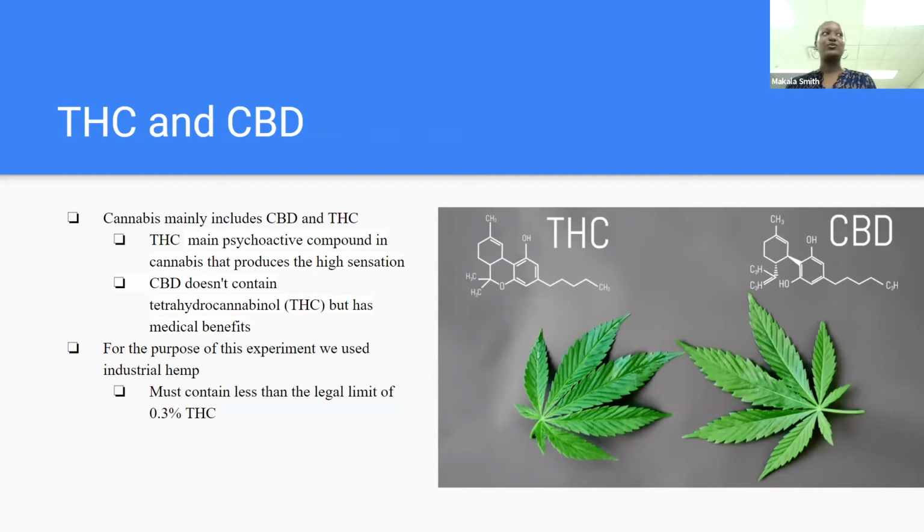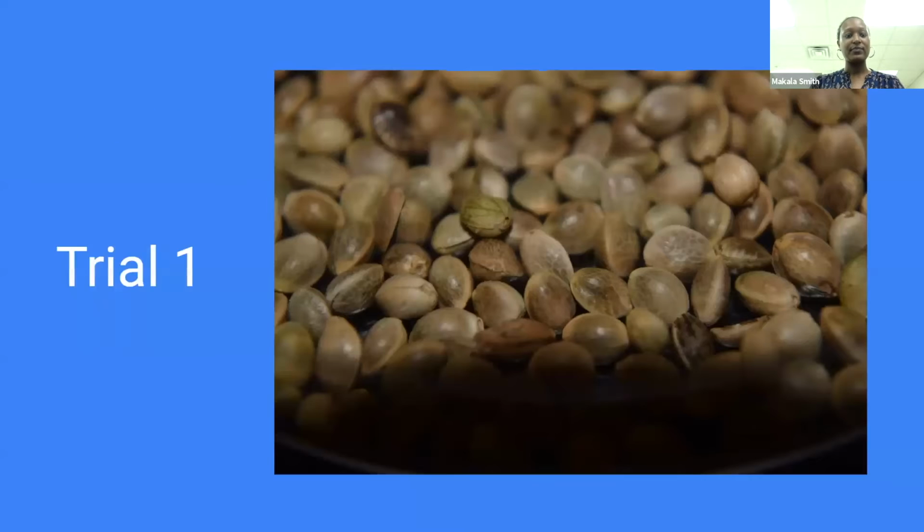For the hemp that we used, it had to contain less than 0.3% THC. Anything above 0.3% was considered illegal in the state of Alabama, and it would be considered marijuana. So we didn't want that. So I will be talking about trial 1 of the experiment.